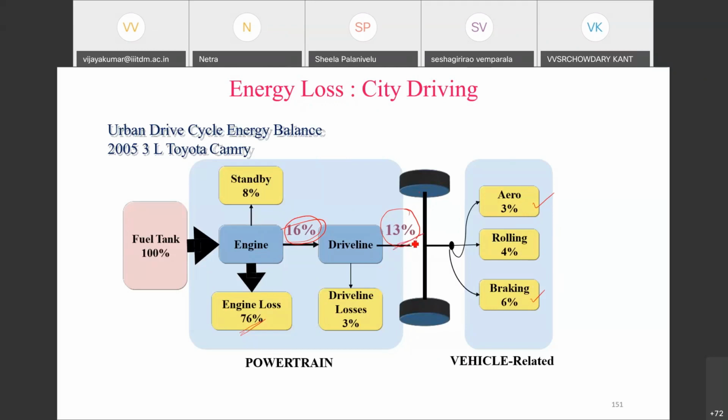But here on wheel, you are getting the 13%, right? During the city driving, you cannot go more than 50 kilometers per hour speed, so your aero is less. In the long drive, the aero will increase, right? But in the city drive, the braking is 6%. For a long drive, the braking will be less, right? So in that way, we can compare it. This is the vehicle related, we can say 3%, 4%, 6%.